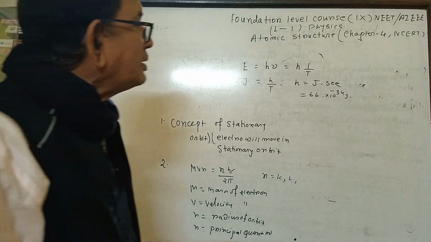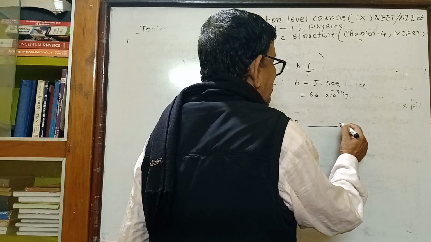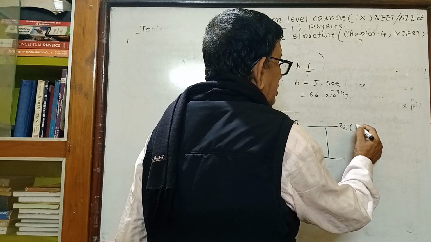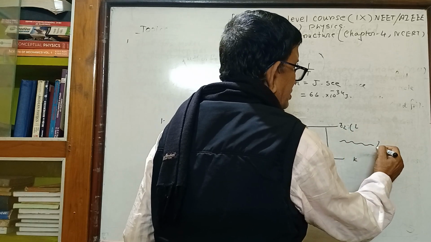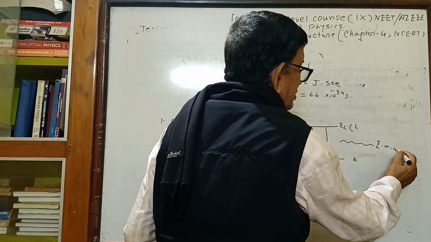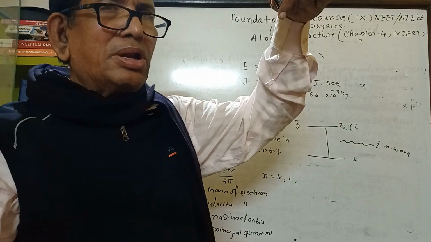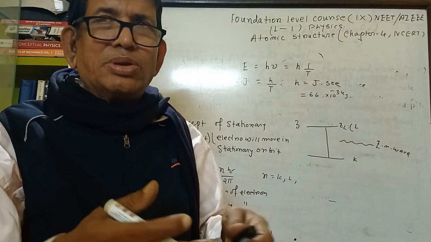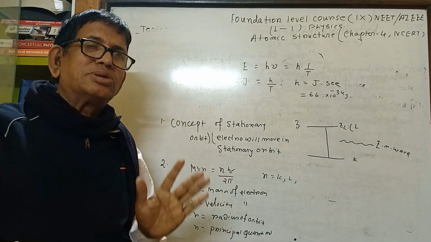Now, the third postulate I am telling you: if an electron jumps from orbit L to K, then electromagnetic energy will come out. So when an electron jumps from a higher orbit to a lower orbit, the difference of energy will be radiated as an electromagnetic wave. So you consider three basic postulates.